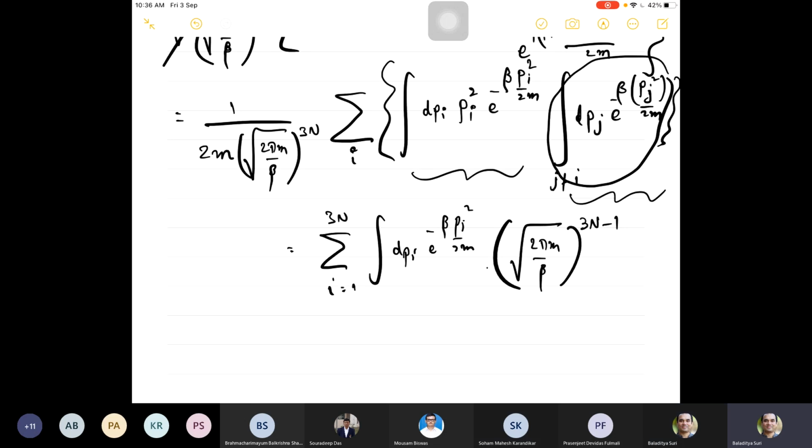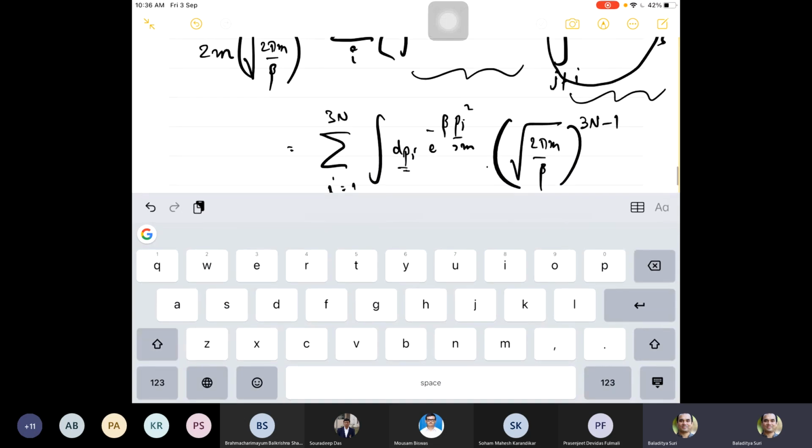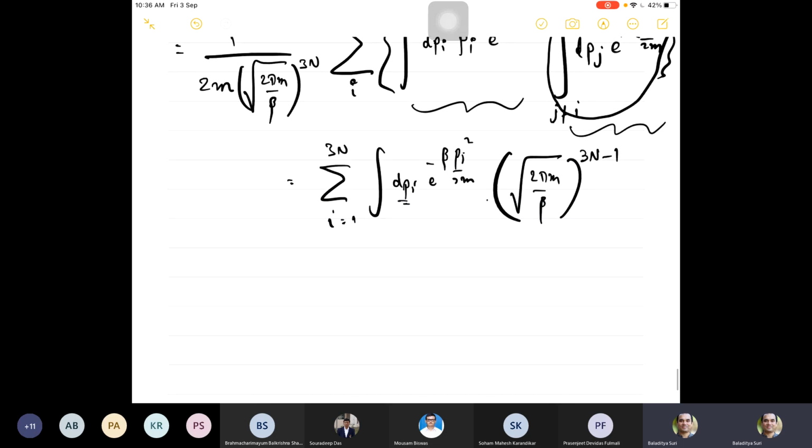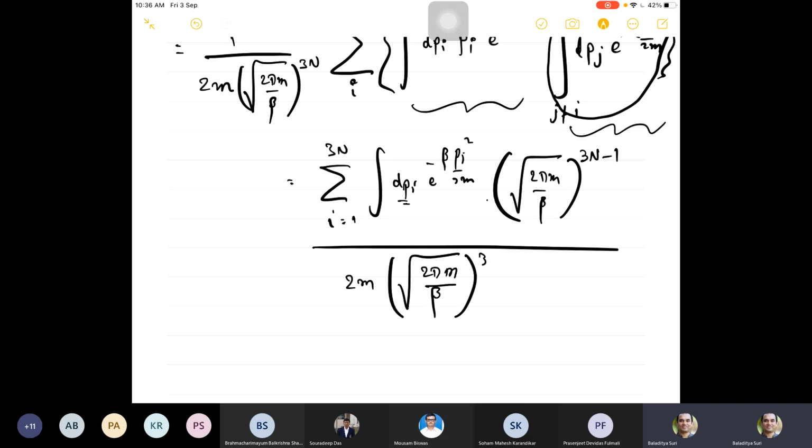Yes, sir. One pi came out, so that's the minus 1 that came out here. And all this integral is basically the simple Gaussian integral multiplied 3n minus 1 times. So we have this divided by 2m, square root of 2 pi m by beta, power 3n, and we can now write, sir.